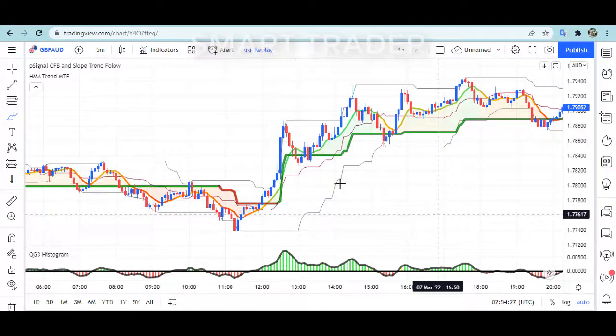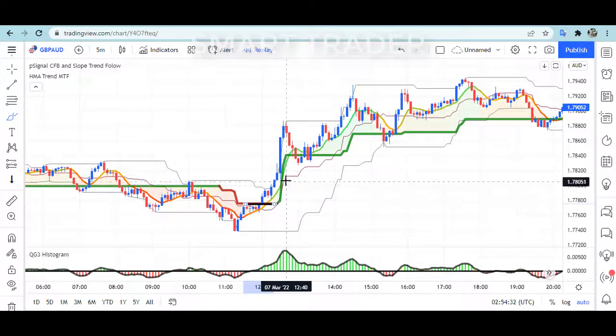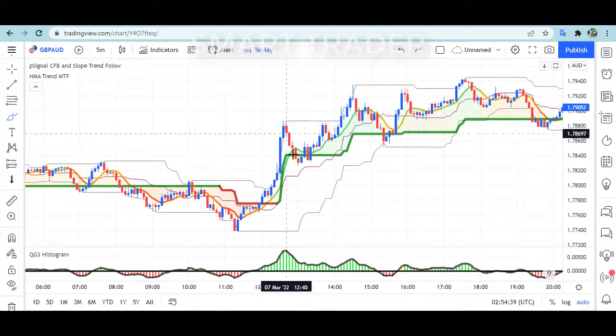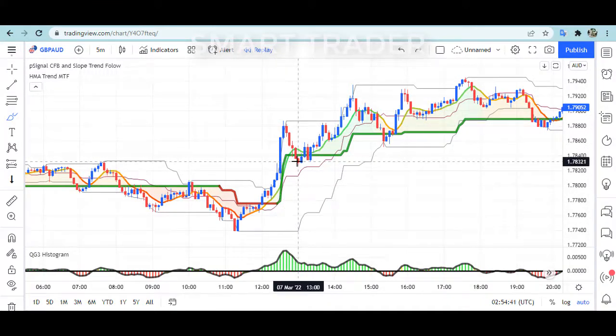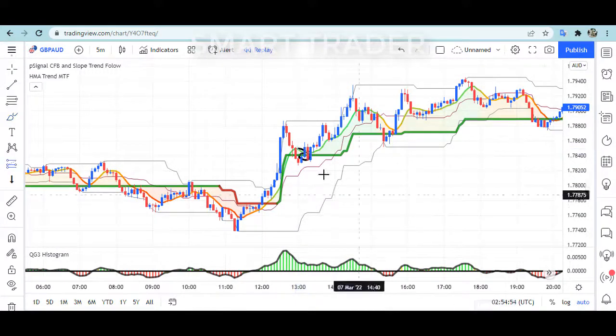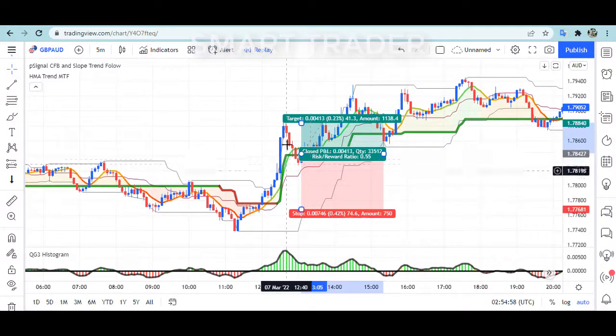For a buy signal, when the slope trend turns from red color to green color, we consider to buy, and we buy when the first pullback into the support here. The slope trend can also act as support, or the baseline also acts as support. We buy here and stop loss below the baseline.